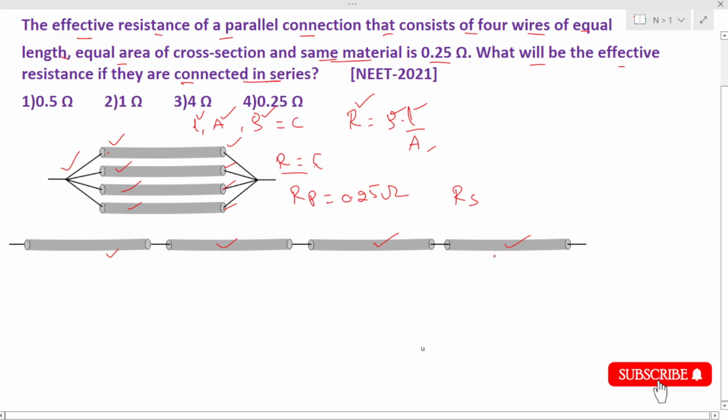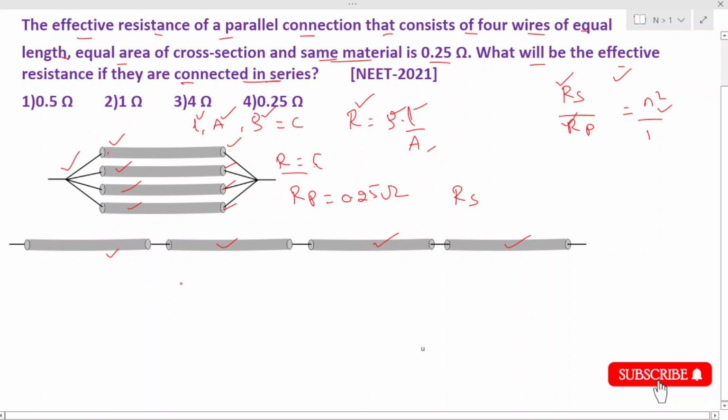in series. For this we have a shortcut formula: Rs by Rp is equal to N square by 1. When will you use this formula? When you have n resistors of equal resistance, if they are connected in series, let us take their effective resistance as Rs. And if the same n equal resistors are connected in parallel, then their effective resistance is Rp. Then the ratio Rs by Rp will be equal to N square by 1.